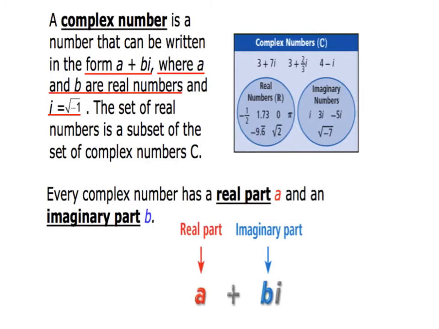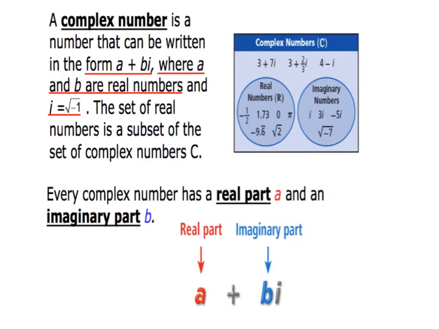And then let's go back up here and notice it says the set of real numbers is a subset of the set of complex numbers. So what that means is, here's my real numbers, here's my imaginary numbers, and you put them together, and both of these sets are subsets of the whole thing, the complex number system.